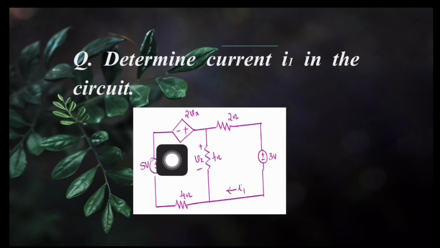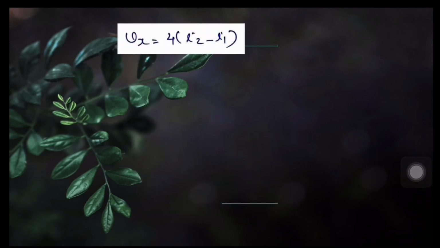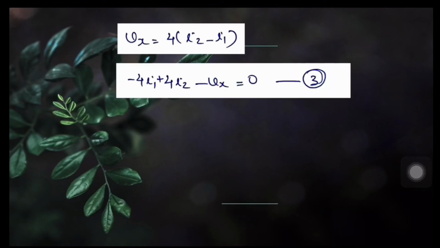Now look at this dependent source. Here the controlling variable Vx is defined as the voltage drop across this common resistor 4 ohm with the polarity marked positive at top and negative at the bottom. Hence, this Vx can be written as (I2 minus I1) into 4. Vx is equal to 4 into (I2 minus I1). By rearranging it, we get minus 4I1 plus 4I2 minus Vx is equal to 0. That is labeled as equation number 3.